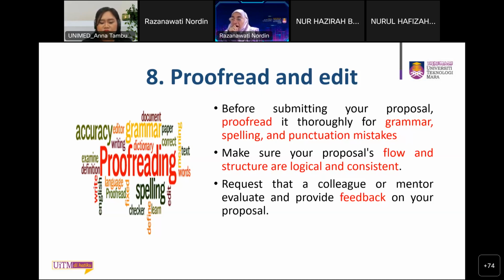And then you also have to ensure that the flow and structure of your proposal are logical and coherent. And this is all about consistency. So you should elaborate your writing logically and coherently.